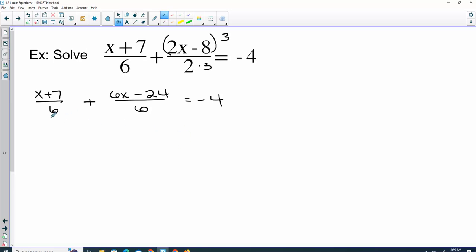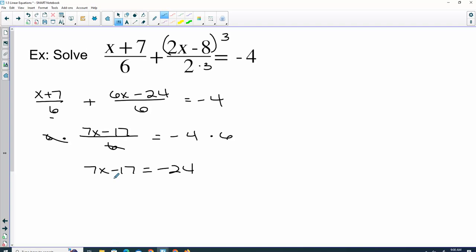Combine like terms. These now have a common denominator, so you can put them together into a single fraction. 1x and 6x would be 7x. 7 and negative 24 is negative 17. Then what would you do? Multiply by. That is another option though, when you could split it up like that. So those would cancel, so we get 7x minus 17 equals negative 24. Add the 17.